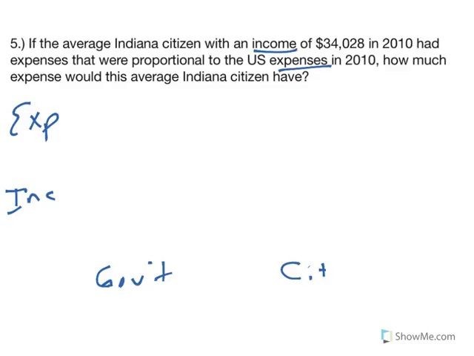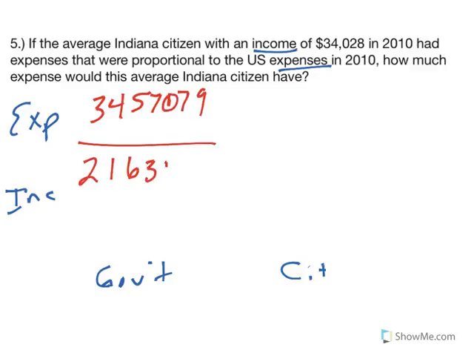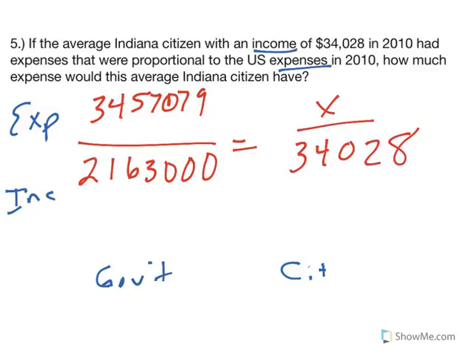So the government has expenses, and I got to think about what I did here. That's a 0. I put these in the same unit, so I'm guessing these are in millions. But since they're in the same unit, I don't need any more zeros at the end, because remember, proportions are about being consistent. Now, because we know that our average citizen has an income of $34,028, income's on the bottom.